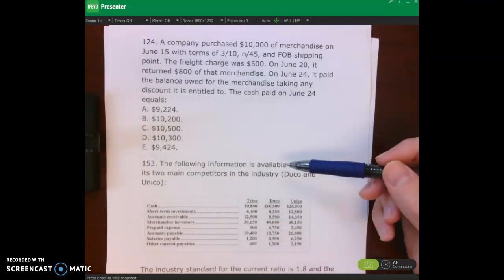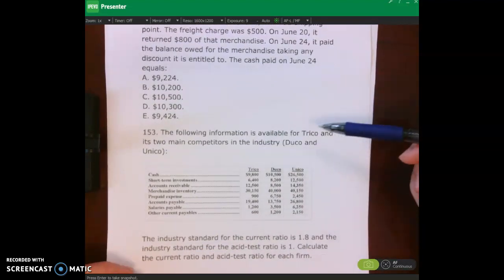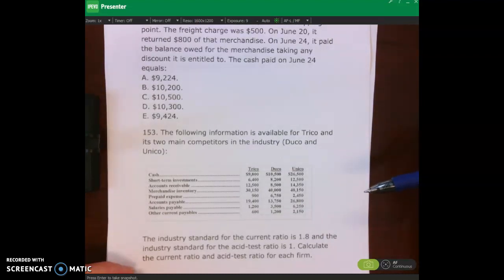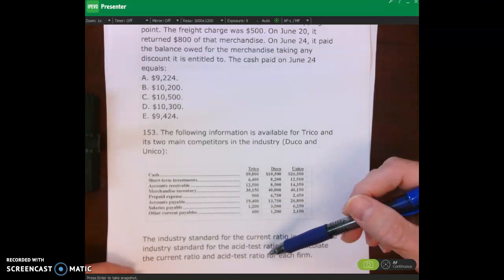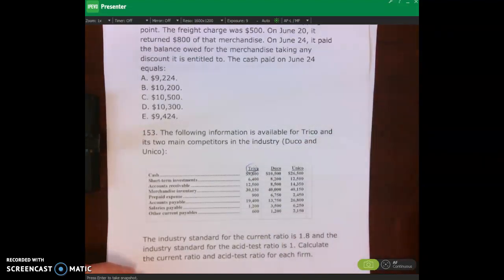If we look at 153 here, it gives us the information for Trico, and then Duco and Unico, its two main competitors. It says calculate the current ratio and then the acid test ratio for each firm. I just want you to do it for Trico. If you can do it for one, you can do it for all of them.